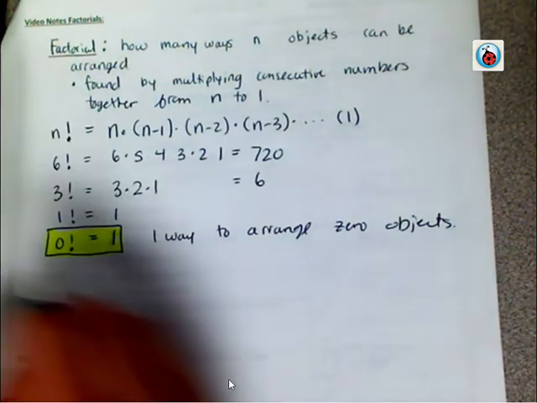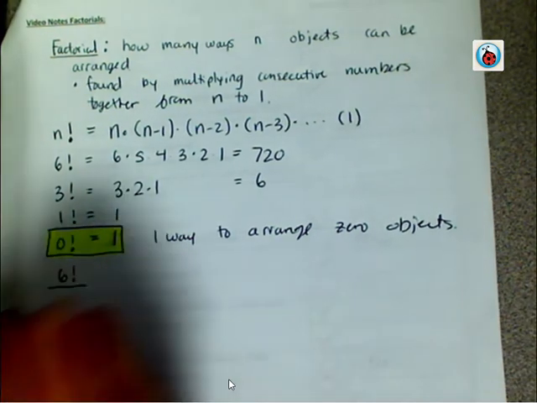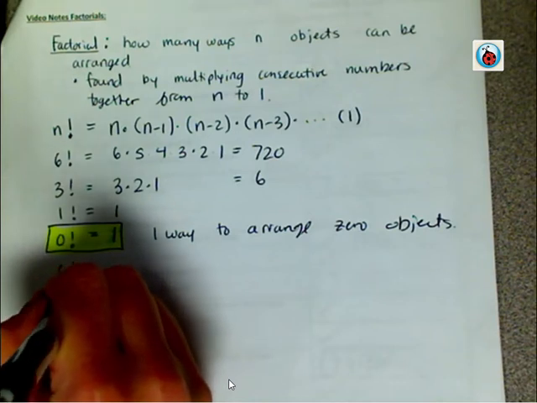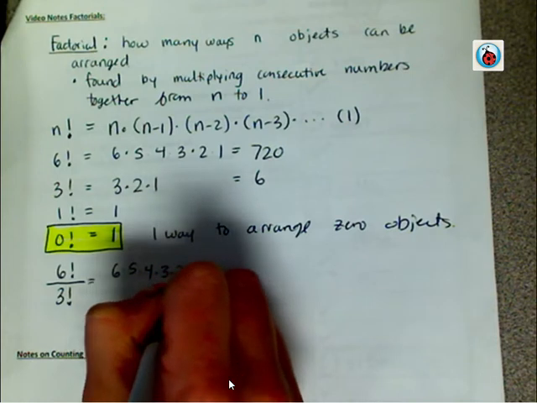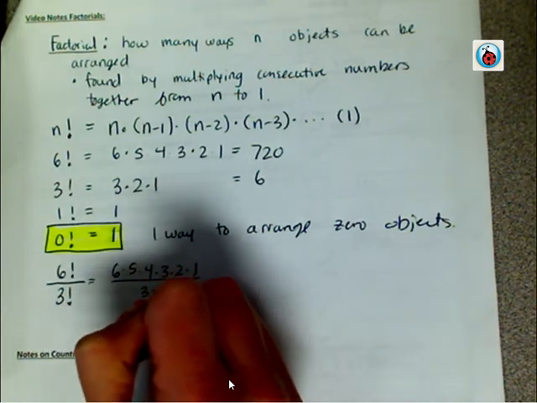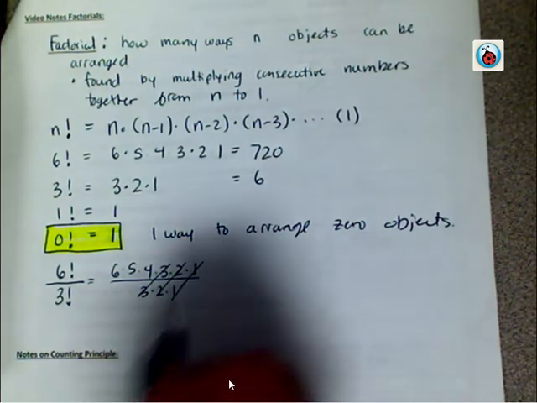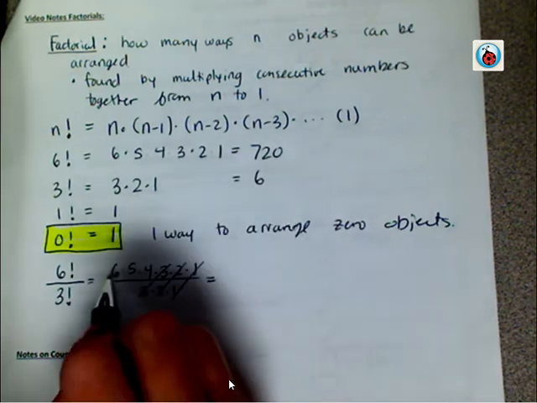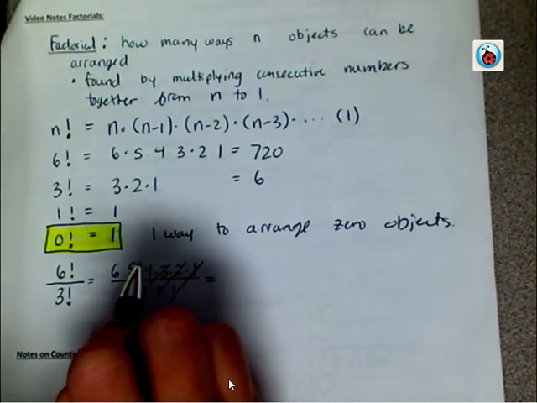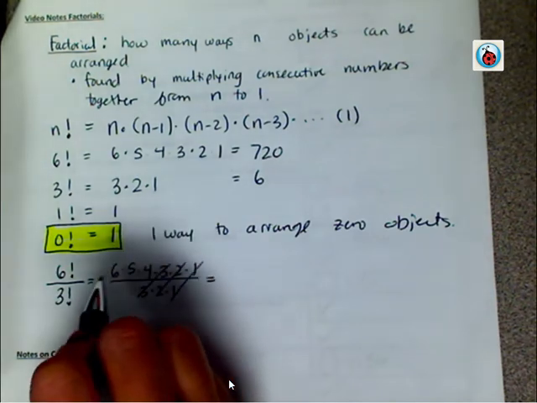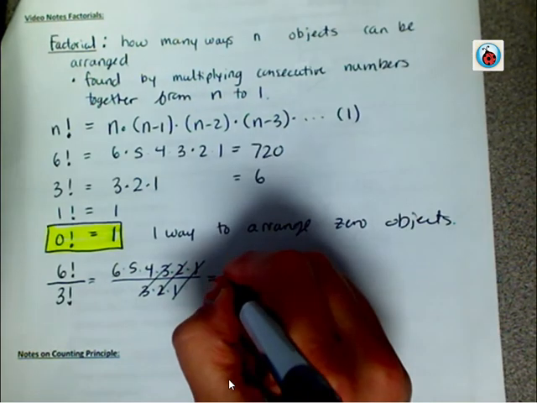So let's look at how other types of factorials can be used. Let's say 6 factorial divided by 3 factorial. So we're going to say 6 times 5 times 4 times 3 times 2 times 1 over 3 times 2 times 1. And what you notice is that the second part here, all of those factors cancel out, and we're left with 6 times 5 times 4. So 4 times 5 is 20. 20 times 6 is 120.